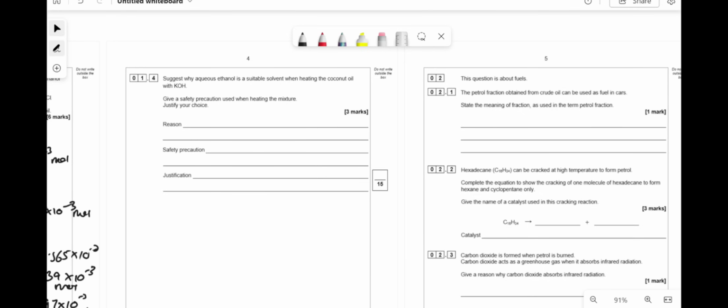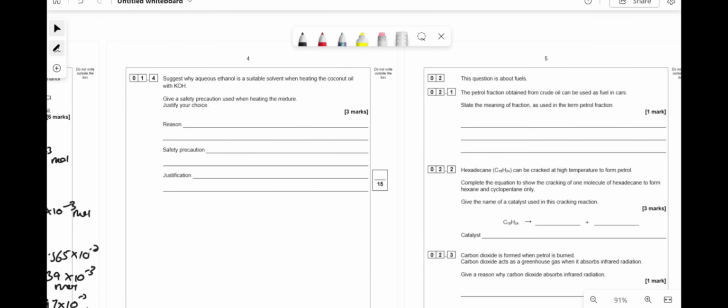Suggest why aqueous ethanol is a suitable solvent when heating the coconut oil with KOH. Give a safety precaution when heating the mixture and justify your choice. So it's a suggest question where they want you to infer a conclusion. So it's not something specifically you need to know. It's more so you need to be able to draw a conclusion. So think about what we're reacting here. We've got coconut oil, which is a fat and oil sort of thing.